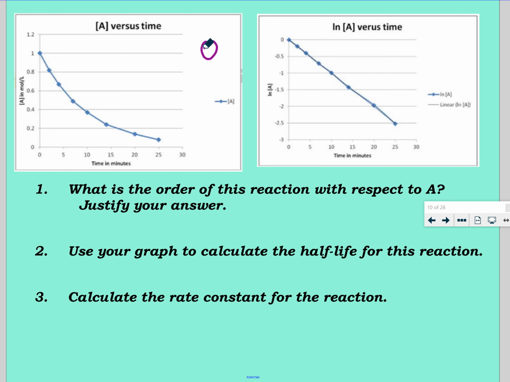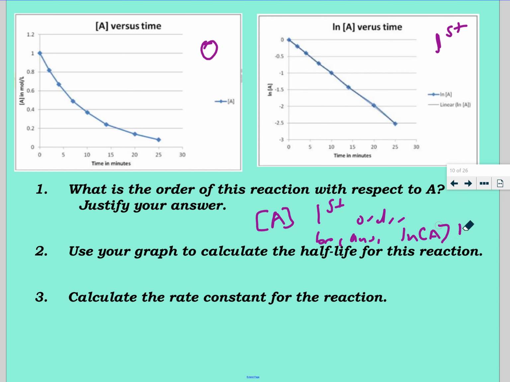We look and we see that ln of A versus time is linear. So if you can't remember what that is, you go back to your kinetic sheet. It's the first one on the kinetic sheet, so this is first order with respect to A. What is the order of the reaction with respect to A? Hey, we just answered that. It is first order because ln of A versus time is a straight line.